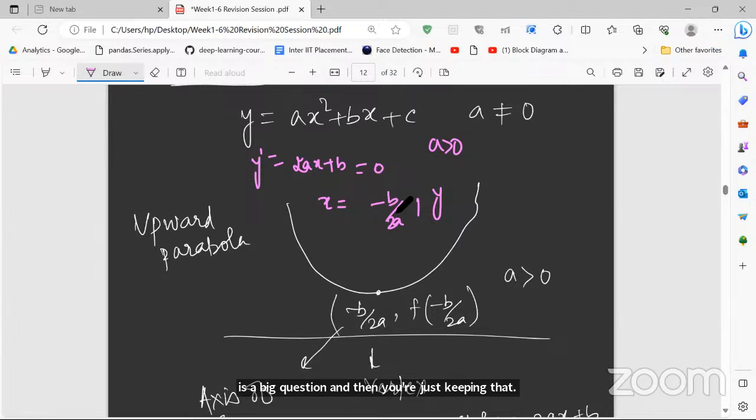For most of the quadratic questions, some context will be given, for 5, 6 lines. Maybe you have to maximize some profit or minimize some cost.